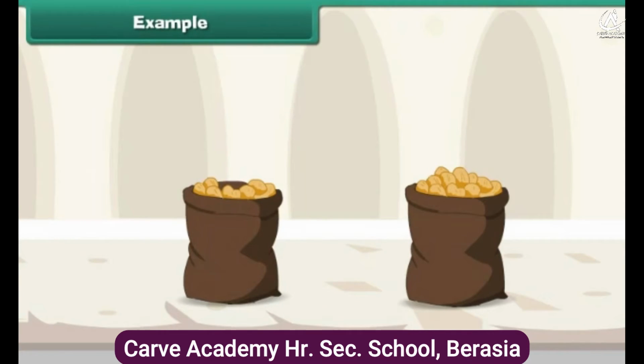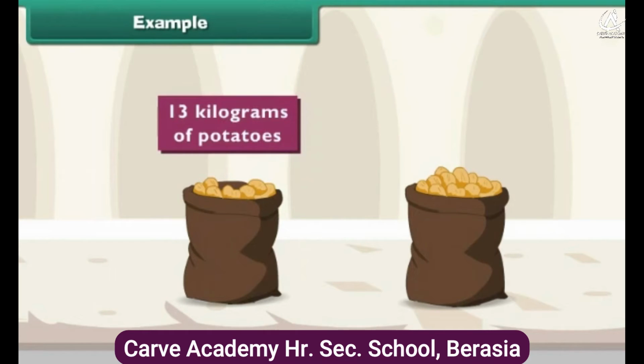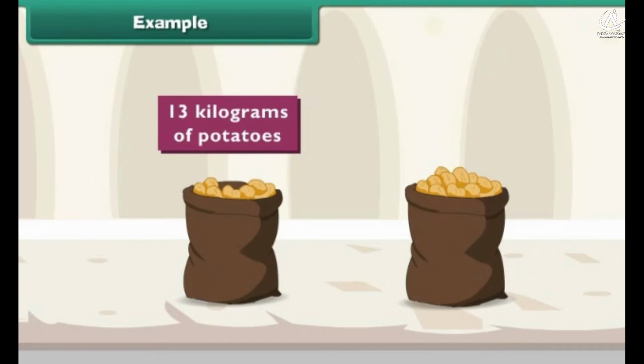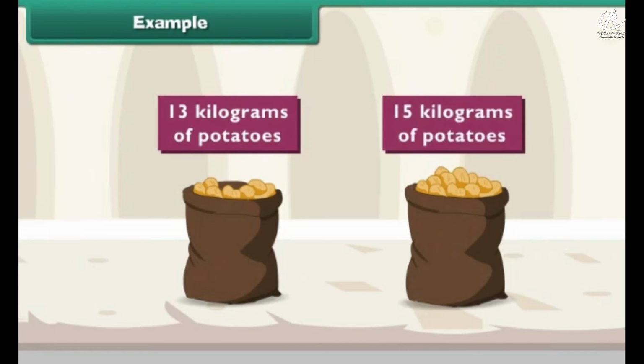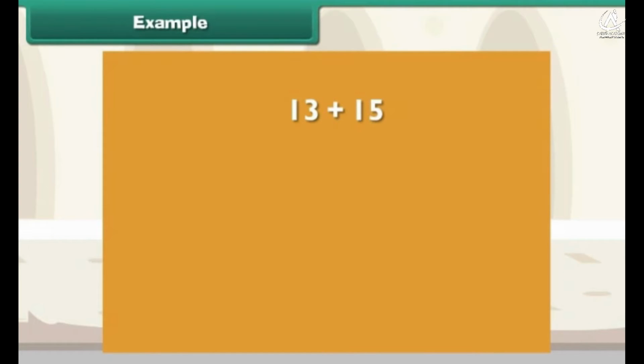Example. A sack contains 13 kilograms of potatoes. Another sack contains 15 kilograms of potatoes. How many kilograms of potatoes are there in all? To find the total quantity of potatoes, we must add 13 kgs and 15 kgs. Break the numbers into tens and ones. Write 13 plus 15 as 10 plus 3 plus 10 plus 5.